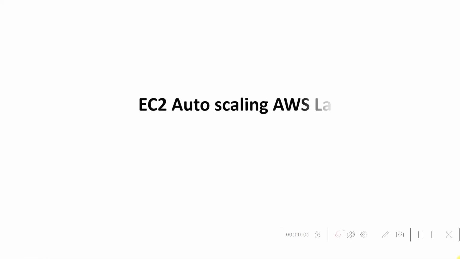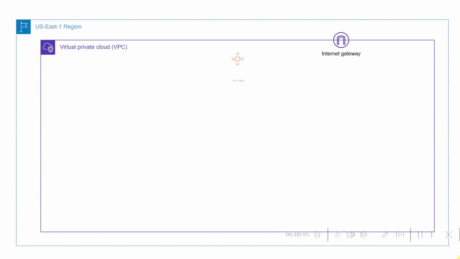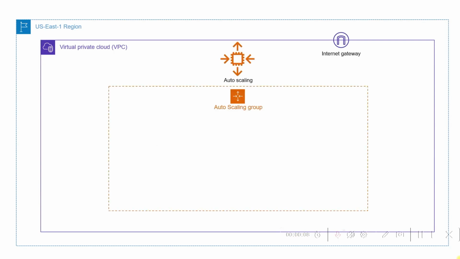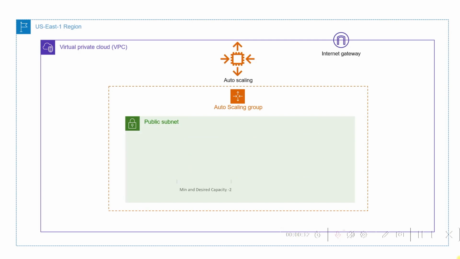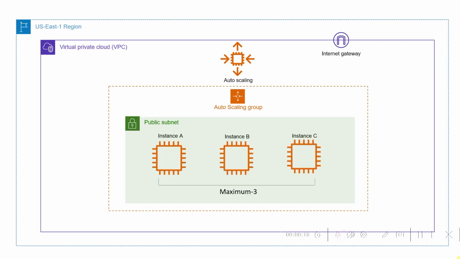So that's it, guys. In this Autoscaling lab, we have successfully created a VPC, internet gateway, Autoscaling group, and instances with the public subnet. Min and desired capacity we set as 2 and maximum capacity as 3. And we have tested it successfully. We terminated a few instances and checked whether it is auto launching or not.